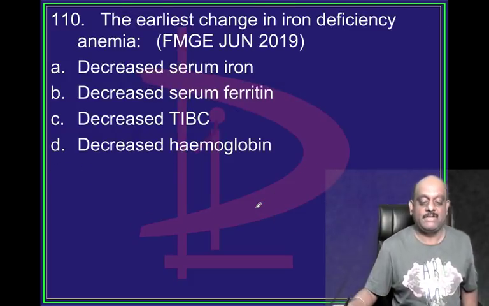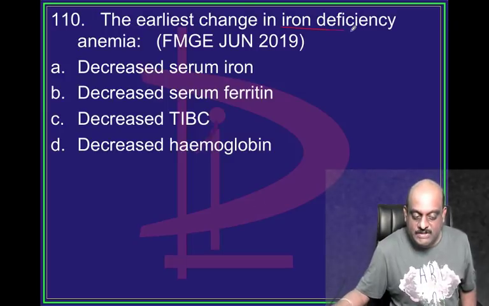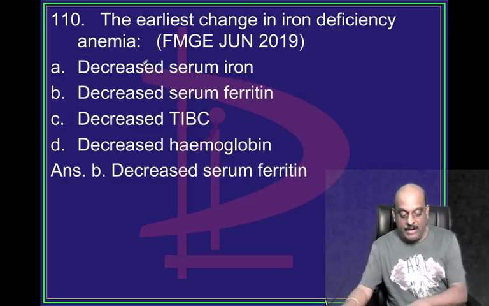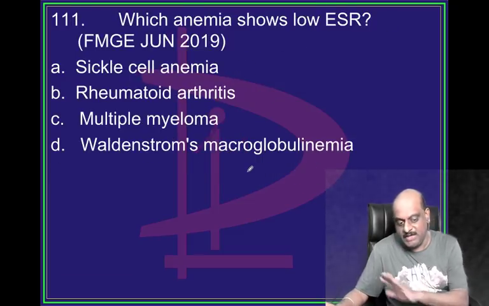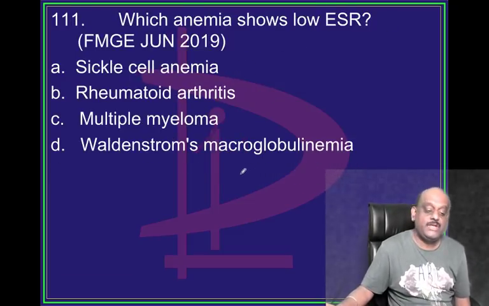Type 2 hypersensitivity. Iron deficiency anemia, what is the earliest change, doctor? Always ferritin. Ferritin is very sensitive, decreased serum ferritin. Generally, anemia means ESR high.